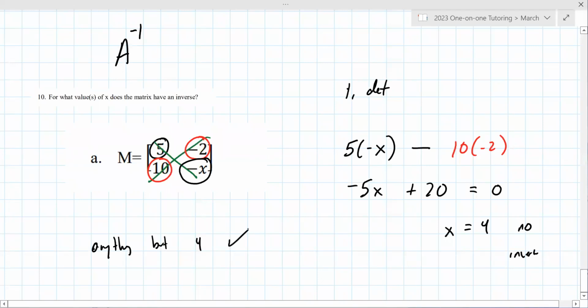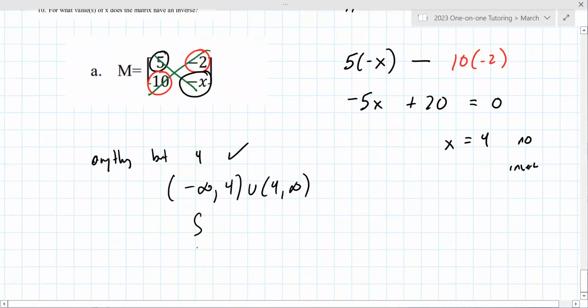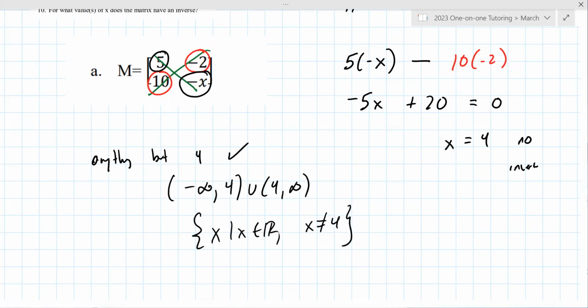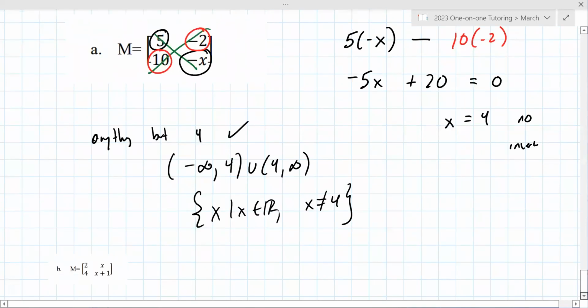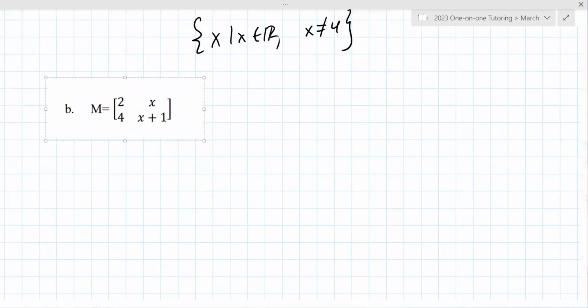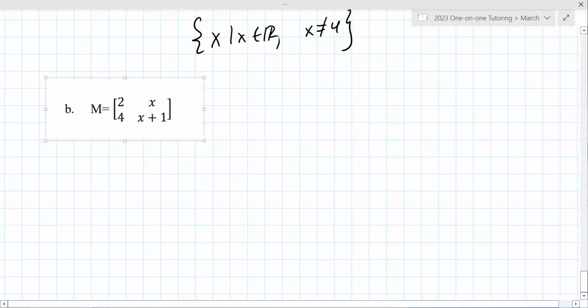And somehow that would be represented on your test. It might be like -infinity to 4 union 4 to infinity. Could be set notation. Lots of possibilities. I have no idea what they will use. All right, for part B, it's the same thing, it's just more complicated. I think I can do that on my own. Great. Okay, where should we go from here?